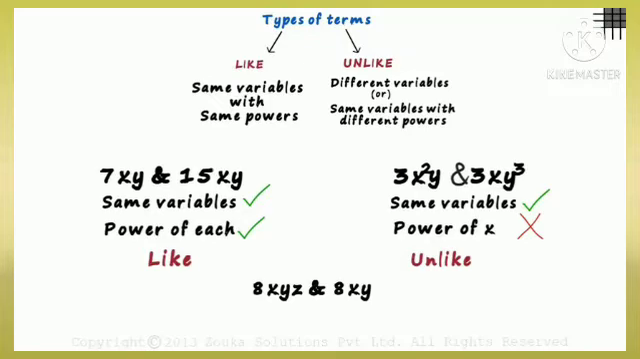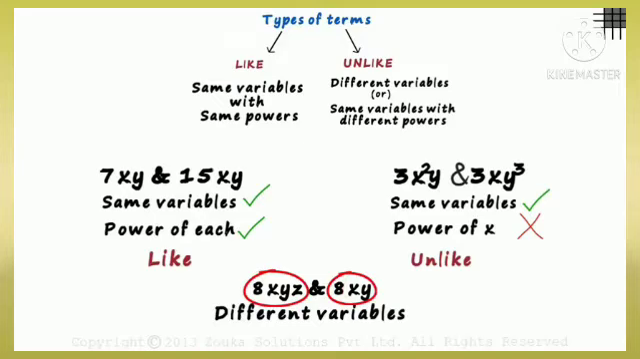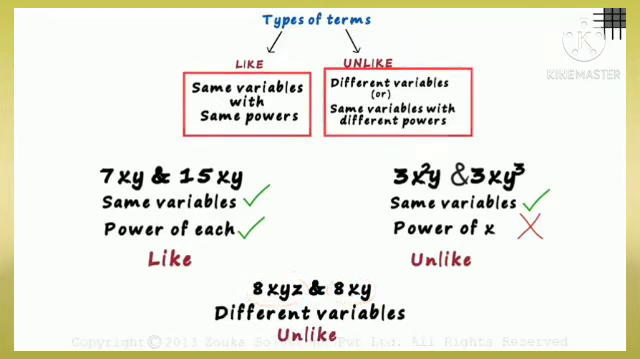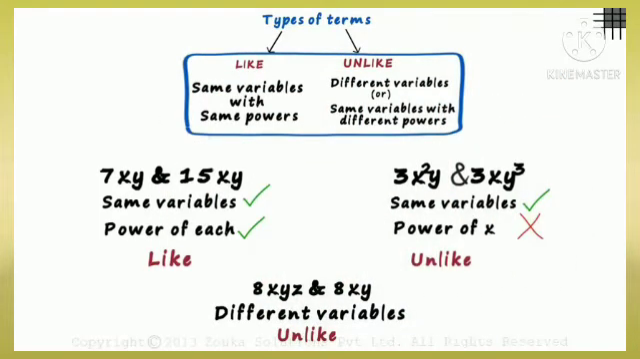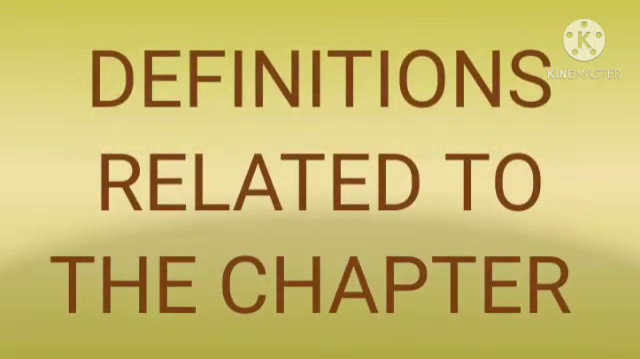What about 8xyz and 8xy? The first term has three variables, x, y and z, and the second term has just x and y. It does not have z. Both the terms have different variables. Hence, they are unlike. Just remember these two things and you would have no problem understanding the types of terms. Write the definitions in your notebook.